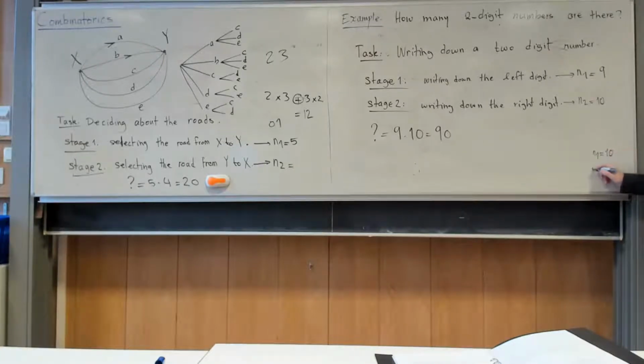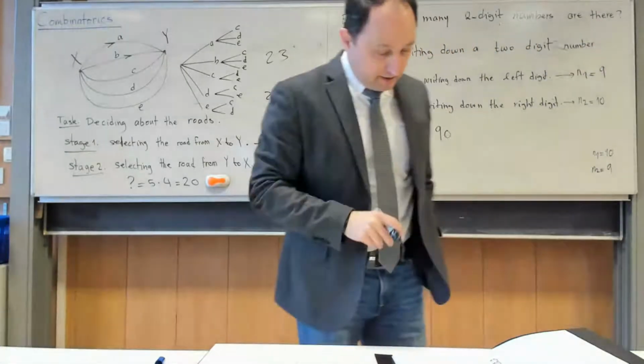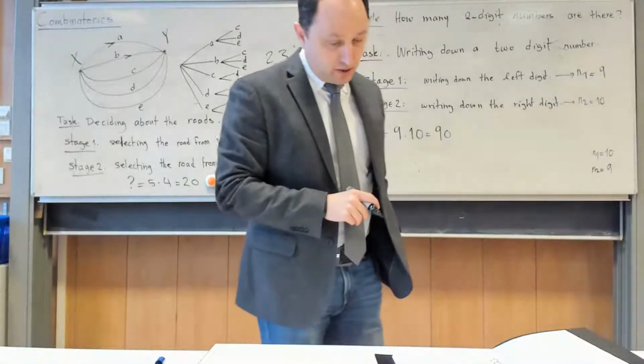And how many options are there for the second one? 9. This 9 is still independent of the choices here. So the answer becomes 10 times 9, but again, the answer is 90. Is that clear? Okay. Now, let me ask you this question.